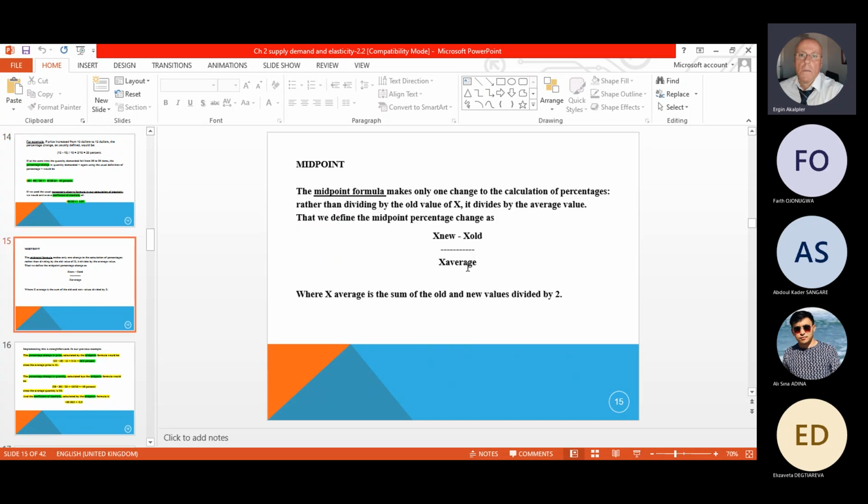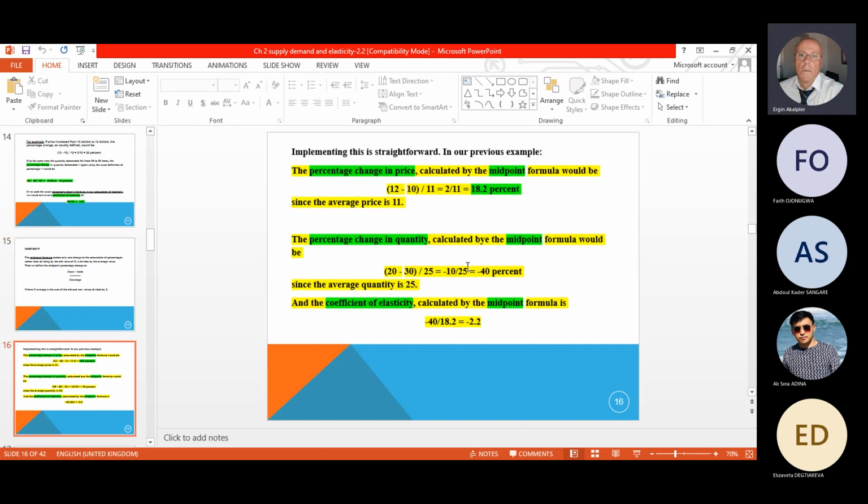Then we go to the midpoint. The midpoint formula makes only one change to the calculation of percentages. Rather than dividing by the old value of x, it divides by the average value, which means you add the new to the old and divide by 2 for the denominator. So x new minus x old divided by x average, which is the midpoint formula, where x average is the sum of the old and new values divided by 2.